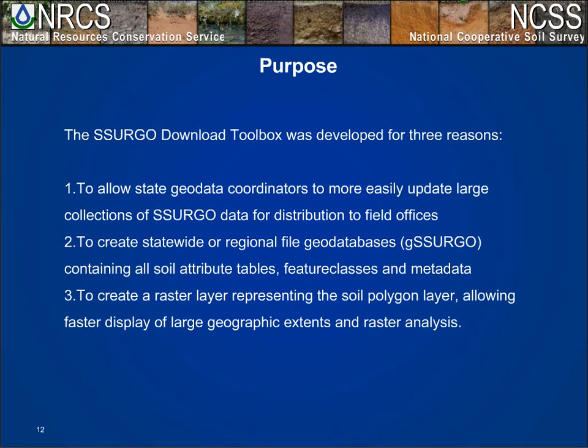And then the third reason that we created this new gSSURGO product is for the raster layer. We take the soil polygon layer and convert it to, the standard is a 10-meter resolution raster, which is a pretty fair representation at the scale that we normally use this data. And for those folks that are working on a statewide or regional level, that raster is really a great performance enhancer. It displays very quickly. Whereas if most of you have used SSURGO polygons, you know that they just kind of crawl across the screen as they're drawing. So this is a real benefit. A lot of our modelers and other folks really like to use that data.